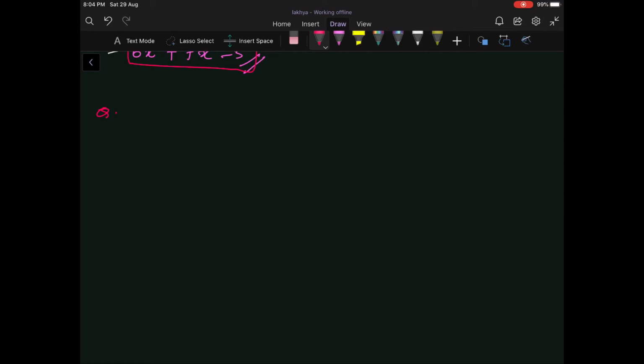Suppose we need to multiply minus thrice x square plus 7 into twice x square plus 5. Okay, now let me show you how to do it.